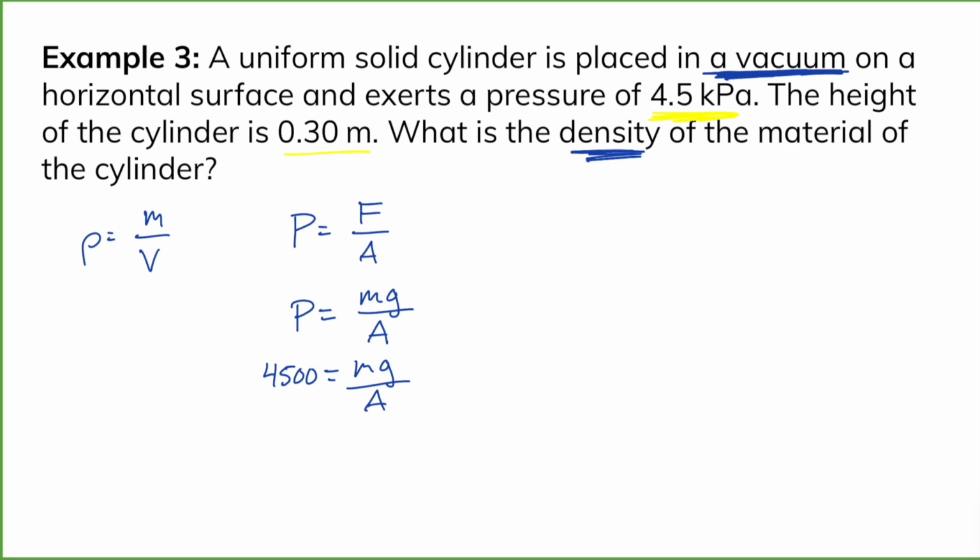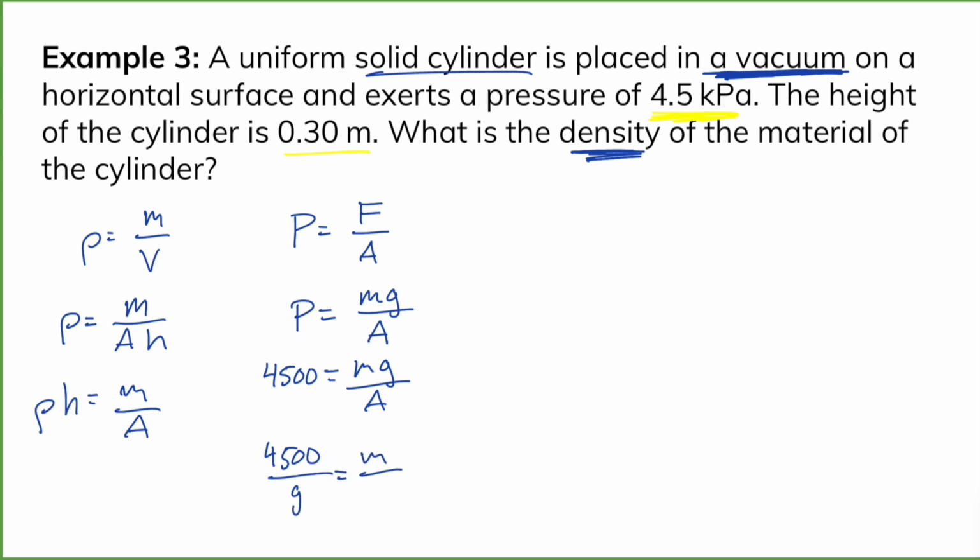Now the one thing that I need to connect is that this is actually a cylinder. And the volume of a cylinder is the area of the base times the height. So if you look at this formula here, I can replace this with mass over area times height. And I think maybe you should start seeing the connection here. Density times height is equal to mass over area. And 4,500 over G is equal to mass over area as well.